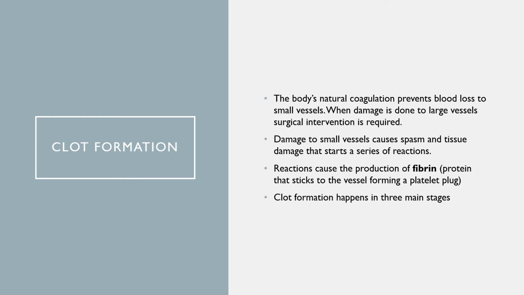All right, so talking about clot formation, the body's natural coagulation prevents blood loss to small vessels. But when damage is done to large vessels, that's when surgical intervention is required. Okay, damage to a small vessel causes a spasm and the tissue damage that starts a series of reactions. And this is our clot formation. The reactions cause the production of fibrin, which is a protein that sticks to the vessel, forming a platelet plug. And then clot formation happens in 3 main stages.